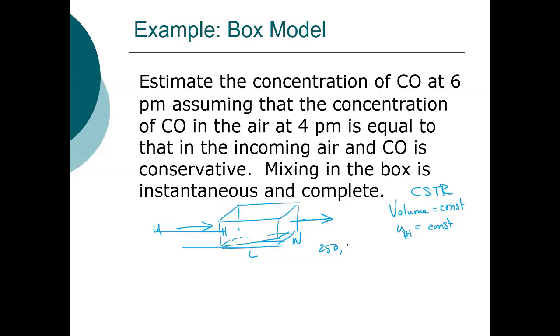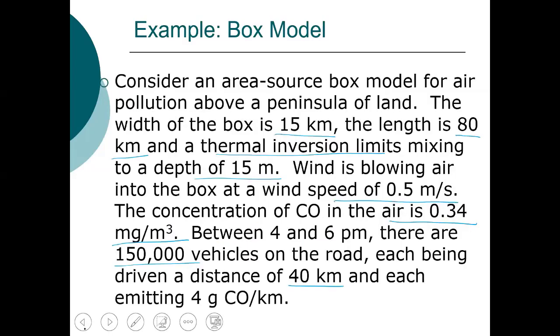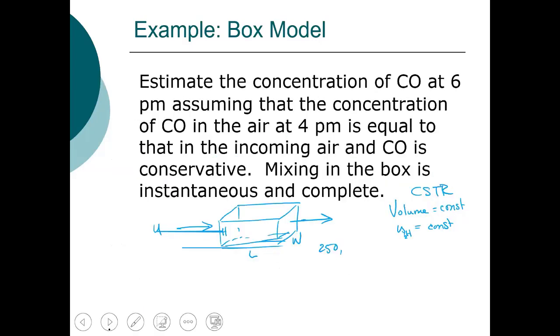Actually, I'm going to change this. Let's go back here. This should be a 2. So we have 250,000 cars on the road. Each car is driving 40 kilometers, and each is emitting 4 grams of carbon monoxide per kilometer driven. So that's the constraints that we have.